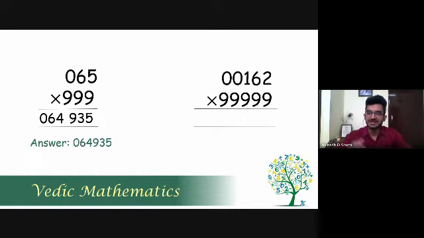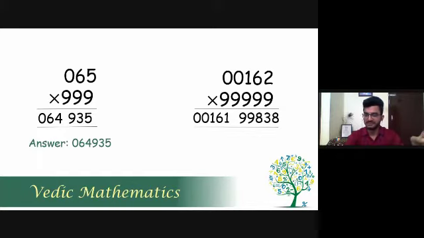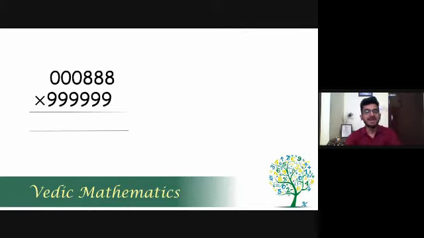In the same way for the next question, where you have to multiply 162 by 99,999, you have to add two zeros there and subtract 1 from the multiplicand, that gives you 00161, and subtract each of the digits of the left part from 9. So that gives you 99838. So you get the final answer to be 16199838.